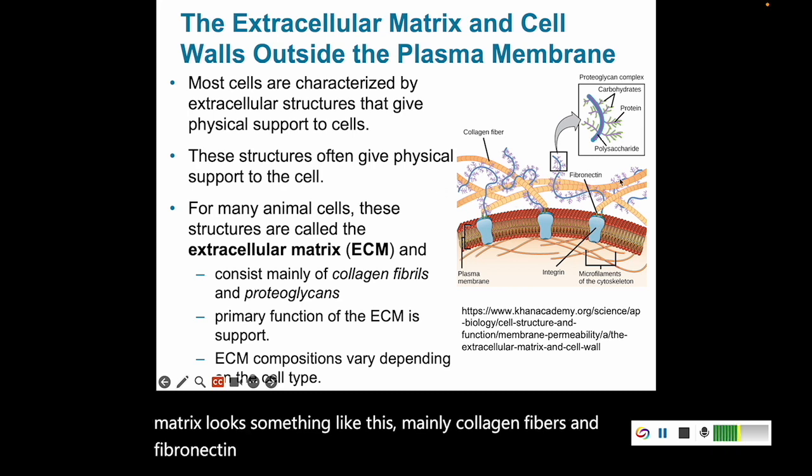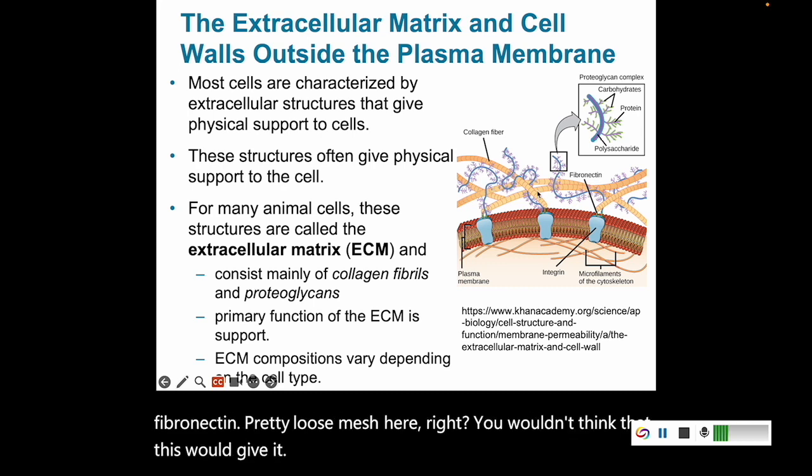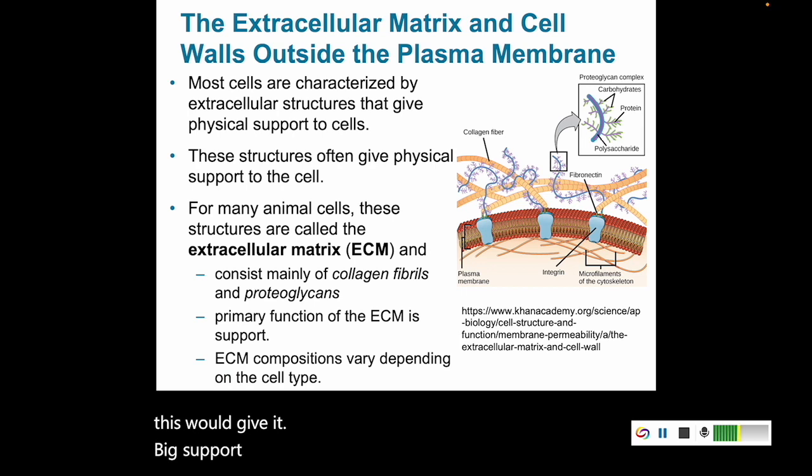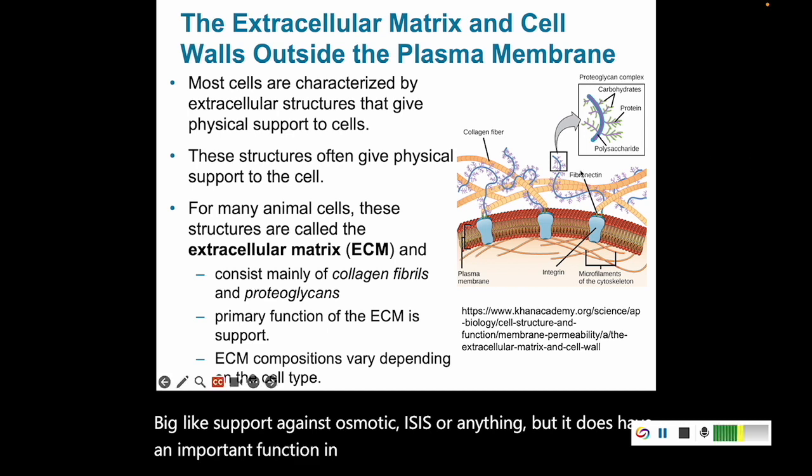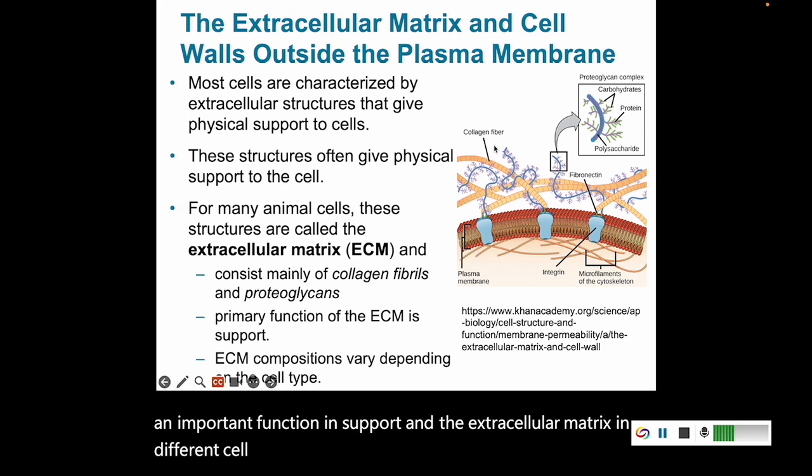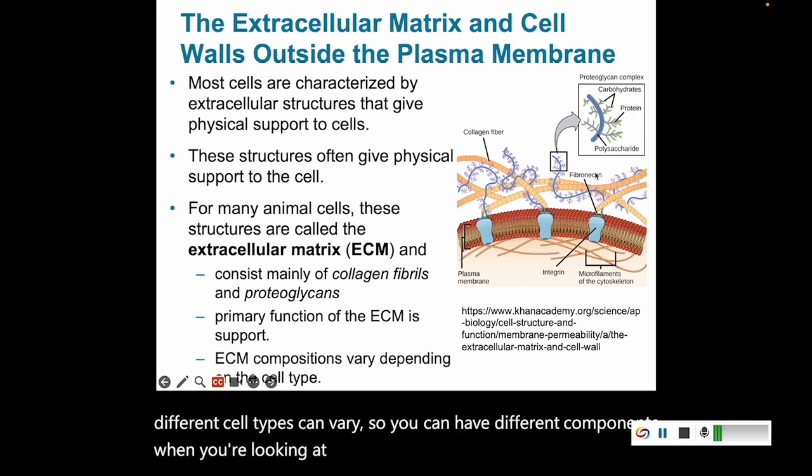Pretty loose mesh here, right? You wouldn't think that this would give big support against osmotic lysis or anything, but it does have an important function in support. And the extracellular matrix in different cell types can vary. So you can have different components when you're looking at different cell types.